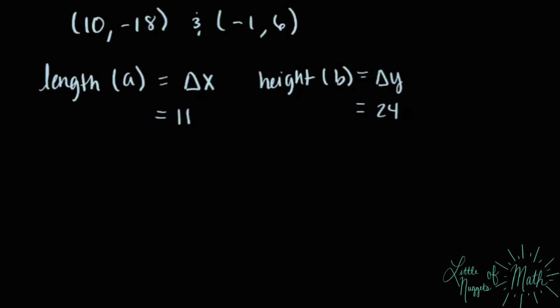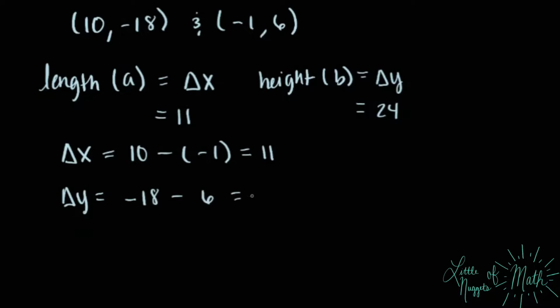Really, what we just did there was subtract. To find the change of x, all you need to do is take the first coordinate minus the second coordinate. 10 minus -1 is equal to 11. The change of y is just the subtraction of the two y coordinates. So we'll do -18 minus 6, which gives us -24. Now, the reason why we don't have the negative in our original number is because distance is usually measured in positive numbers. And so we always take the absolute value of our number.